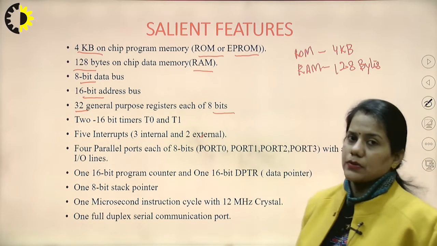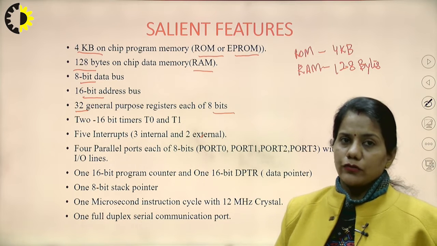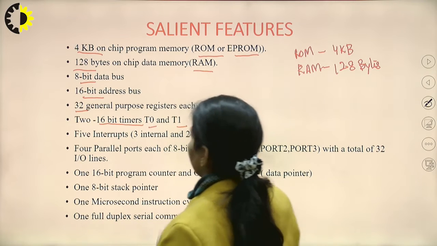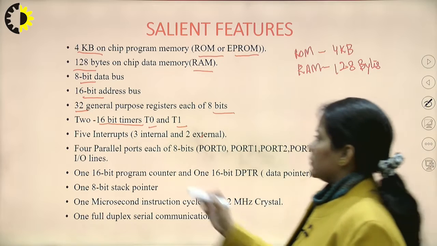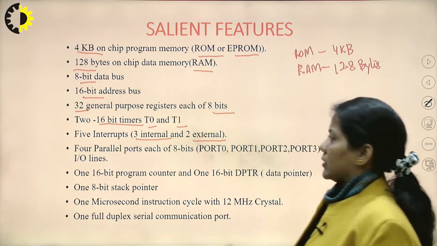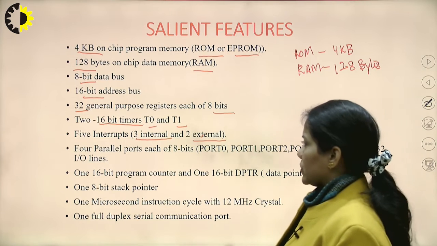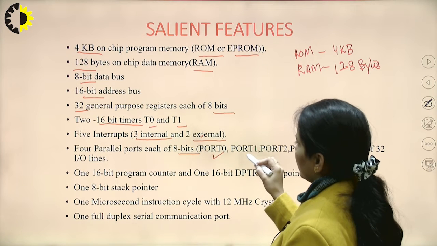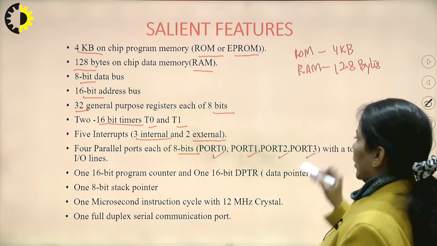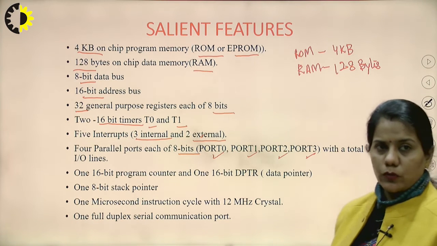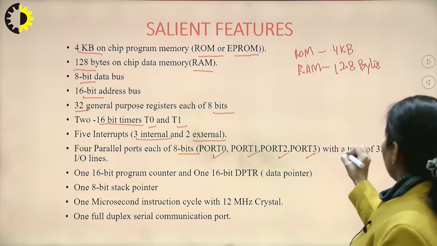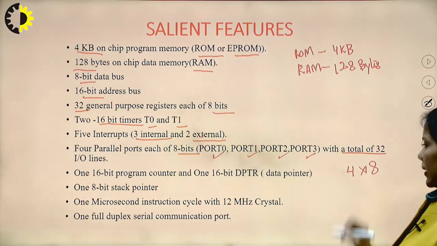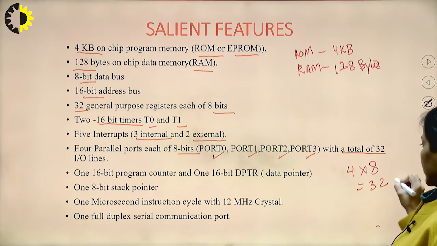So these general purpose registers are all of 8 bits. There are 2 timers, 16-bit timers, T0 and T1, 5 interrupts, that is 3 internal and 2 external, 4 parallel ports, each of 8 bits, and they have been named as port 0, port 1, port 2 and port 3. So these are 4 parallel ports. So in total, since there are 4 ports and each of 8 bits, 8 lines, there are total 32 lines.